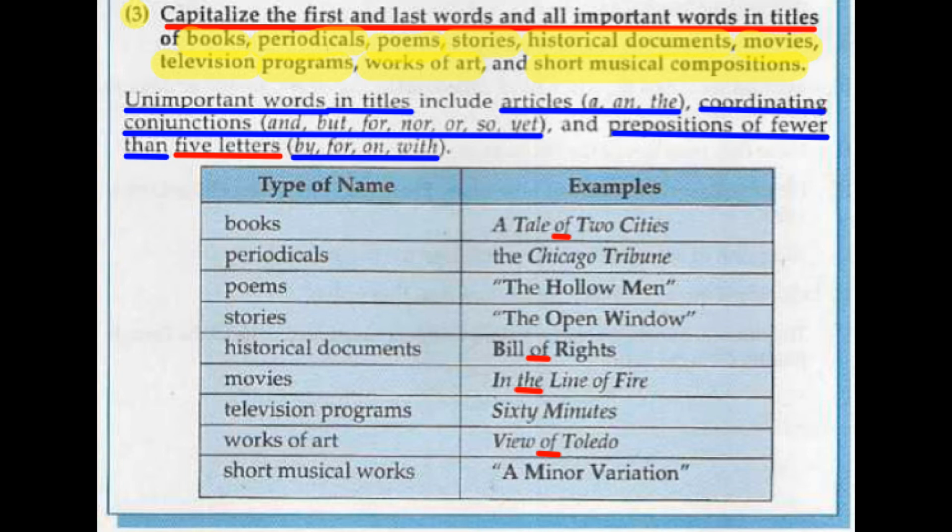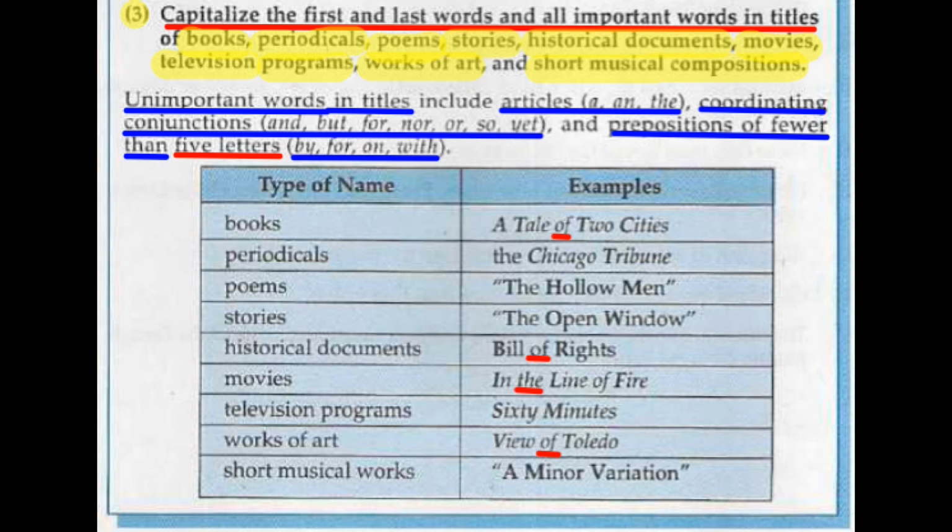The book title, A Tale of Two Cities. Of is not capitalized because it's a preposition with less than 5 letters. The periodical, the magazine, the Chicago Tribune. The poems are all poems, and here's an example. The Hollow Men, stories, The Open Window. Historical documents, Bill of Rights. Notice of is not capitalized because it's a preposition of less than 5 letters.